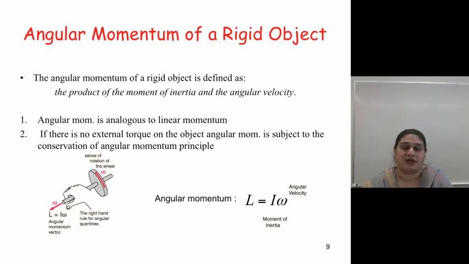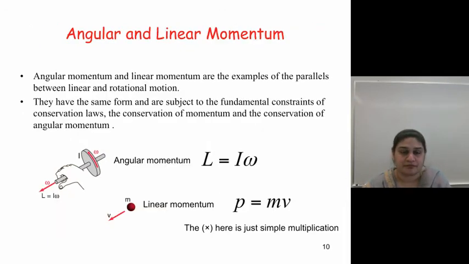So now that we've talked about a single particle and a system of particles, let's talk about rigid objects. The angular momentum of a rigid object is defined as the product of the moment of inertia of that object times the angular velocity. Okay, so the angular momentum plays the same role as the linear momentum in this case for a rigid object. And if there is no external torque on the object, the angular momentum is subject to the conservation of angular momentum principle. Okay?